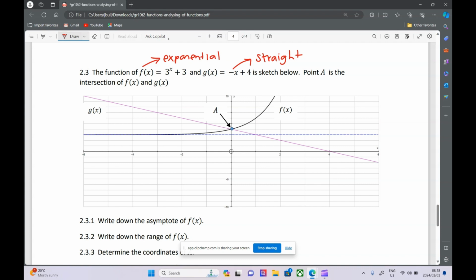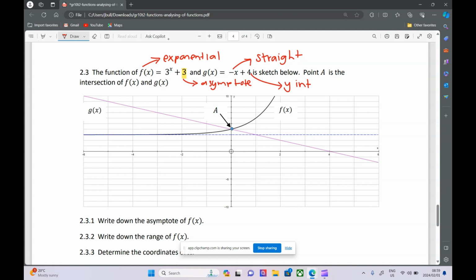The important thing to remember with an exponential function is this value here is our asymptote, which is often useful. And then on the straight line graph, that value there is your y-intercept. Okay, so we've got that set up now. The straight line graph is in pink or purple here, and the exponential function is in black. And they've actually shown us the asymptote, which is useful.